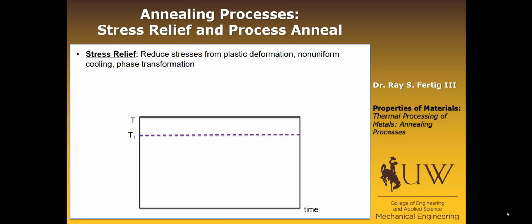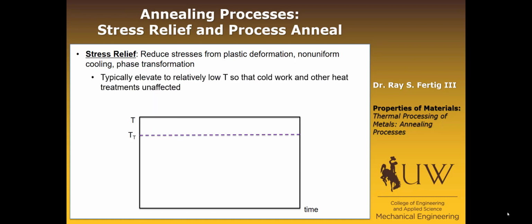The main idea of stress relief is that we're annealing to relieve some sort of internal stresses that have built up during however we've processed the metal. I typically think of this as thermal stresses that might occur because of thermal gradients during cooling, but it could also happen from plastic deformation or phase transformation. The feature here is that you're typically trying to do this at a low temperature so that cold work and other heat treatments that you've done to the metal are not affected. So this shouldn't change your ultimate strength or anything like that of your metal, but it should relieve some of the internal stresses.